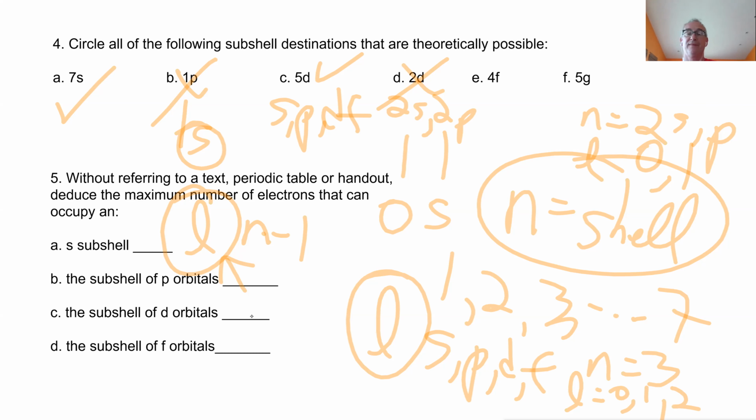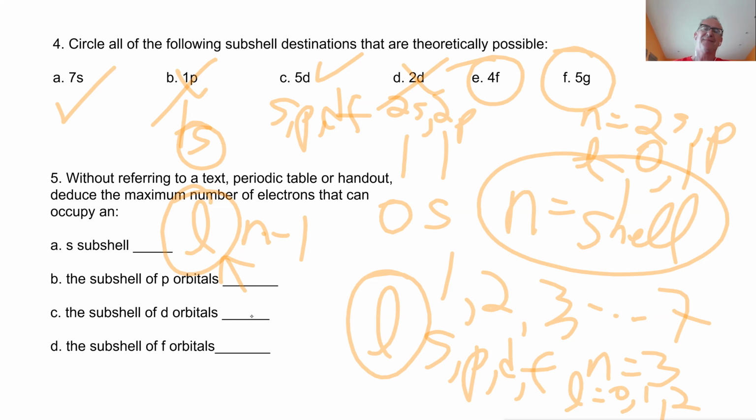Right. If my maximum value of L is N minus 1, and N is 4, the maximum value of L is 3. And so I can have either 0, 1, 2, or 3. The other way to think about it is that there are 4 subshells. By the time I get to shell number 4, they're all available. So anything 4 or larger has all 4 subshells available. S, P, D, or F are all present in all shells 4 or higher.